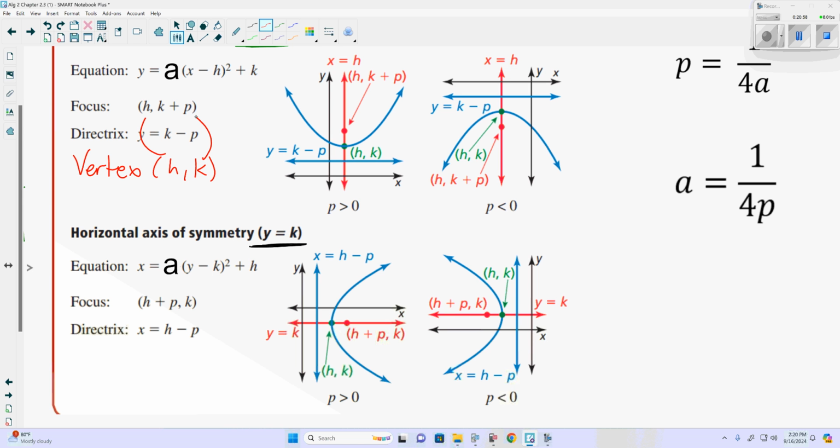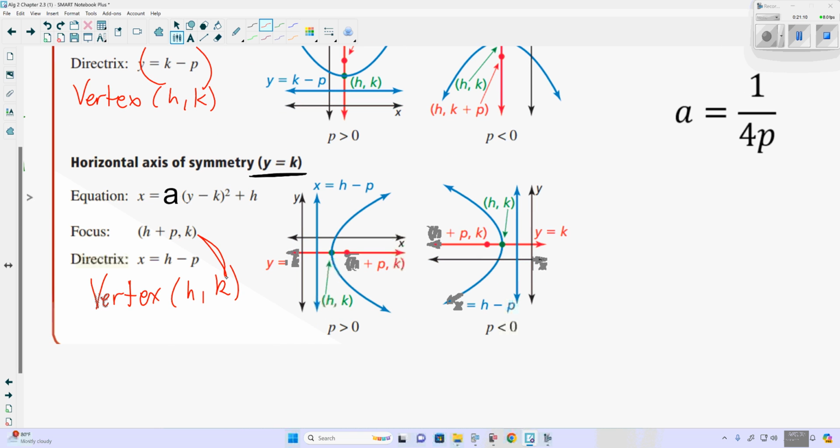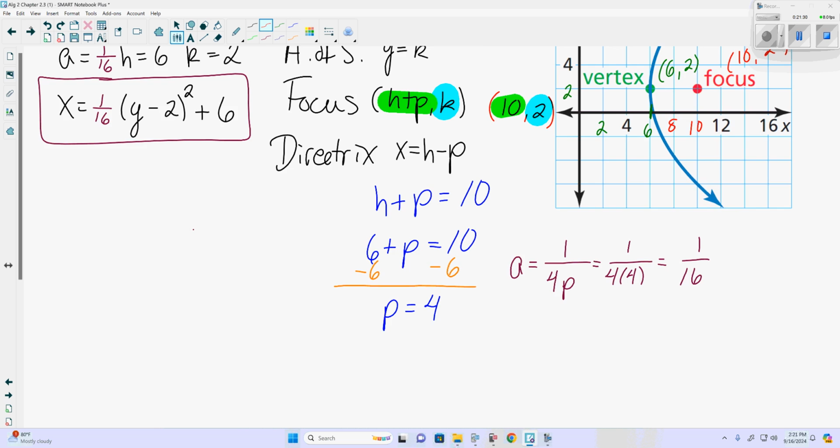And we'll see some more examples where we have this. But our x equals vertex is still going to be h comma p. Here, we're going from k to k, but we're going from h plus p to k. So if we're just given the points, the vertex and focus, we're looking at which one changed, which one did we add a value to. Doesn't necessarily mean it increased, it just means it changed, because p could be positive or negative. So if we're just given the points, we're seeing which one changed.